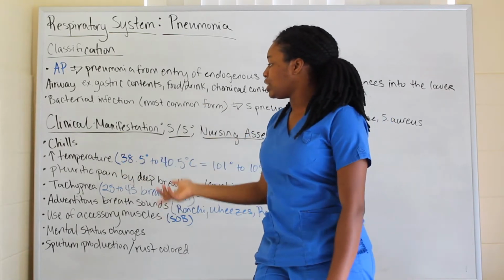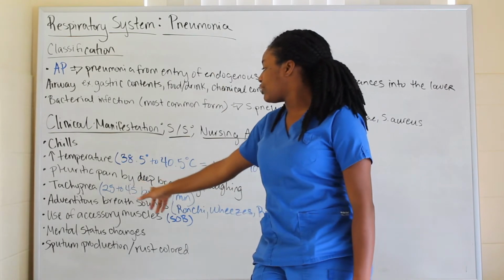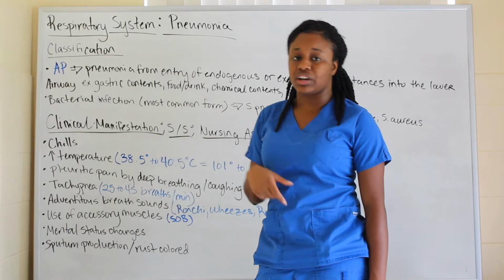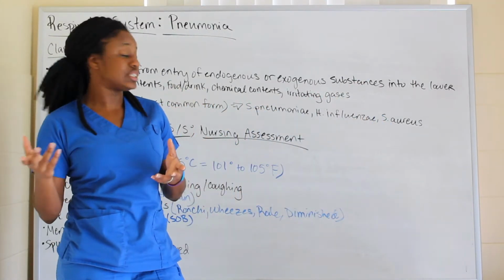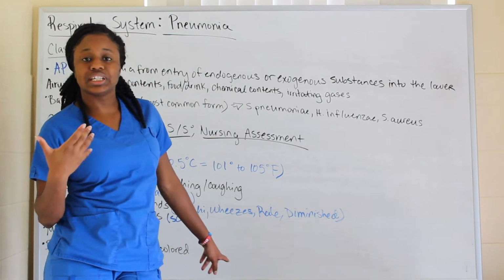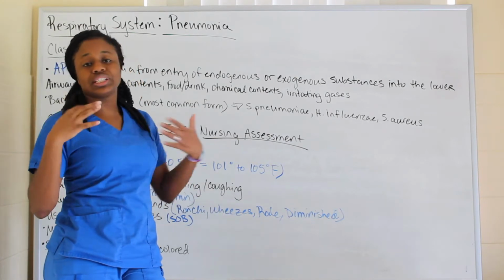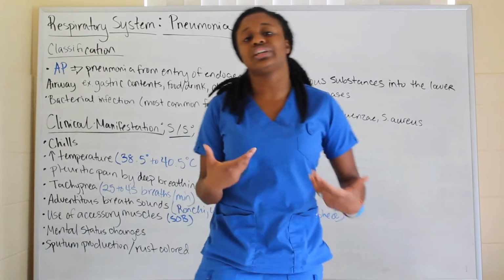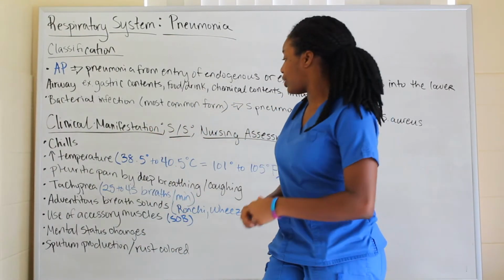You also have tachypnea, which means an increase in respiratory rate, and that is a rate of 25 to 45 breaths per minute. Also, you have your adventitious breath sounds. And remember when you did your respiratory system or lung assessment, you listen for those breath sounds to see, is it normal? Is it rales? Is it rhonchi? Is it wheezing? Or is it diminished breath sounds? Those are what you are going to auscultate to try to hear or assess for a patient who has pneumonia.